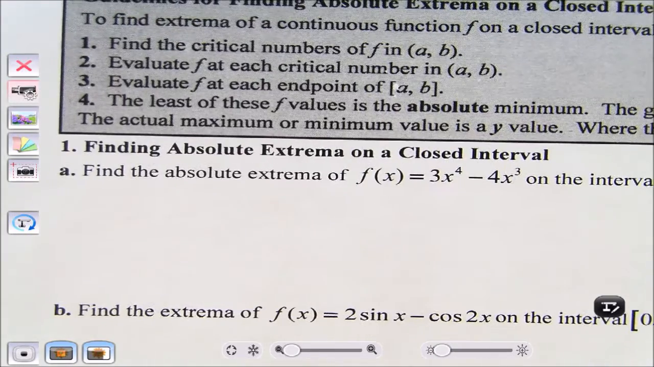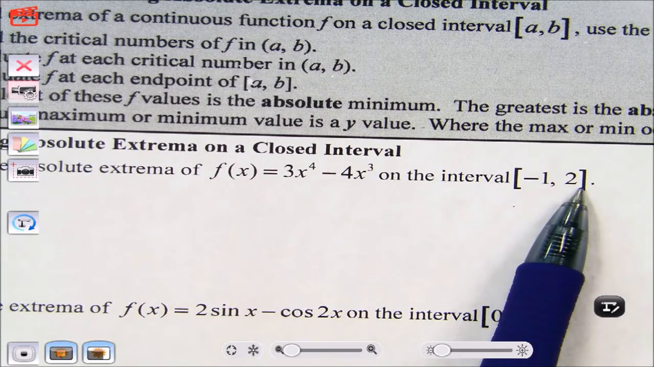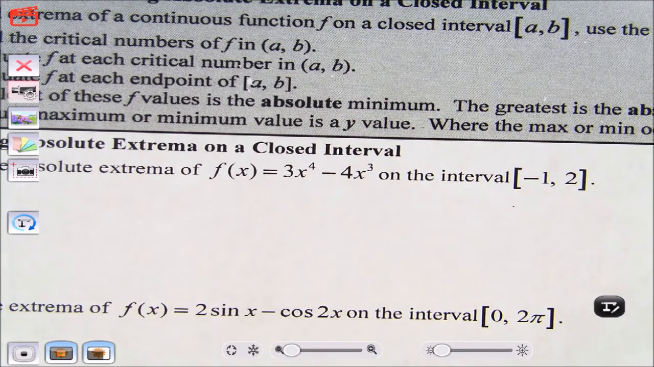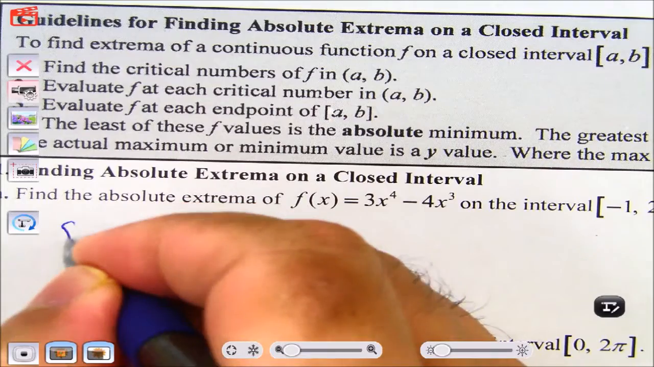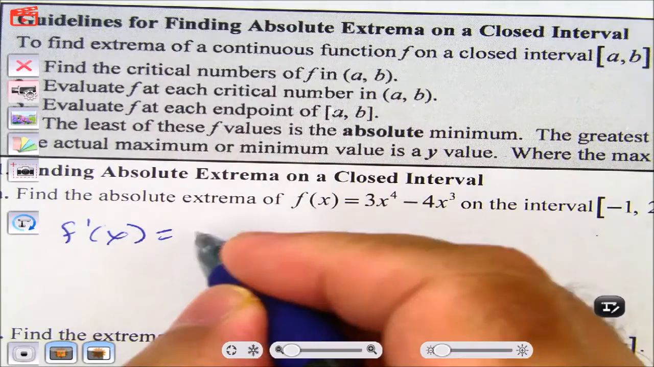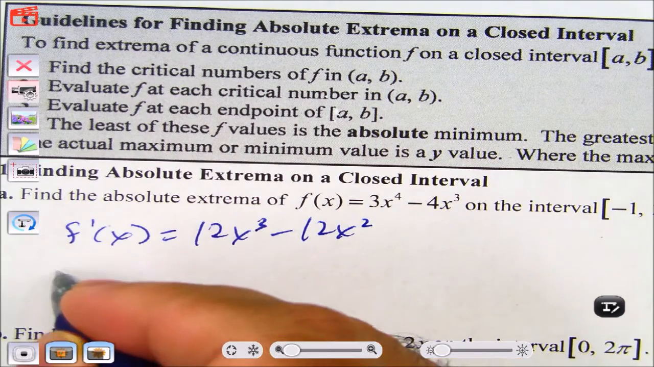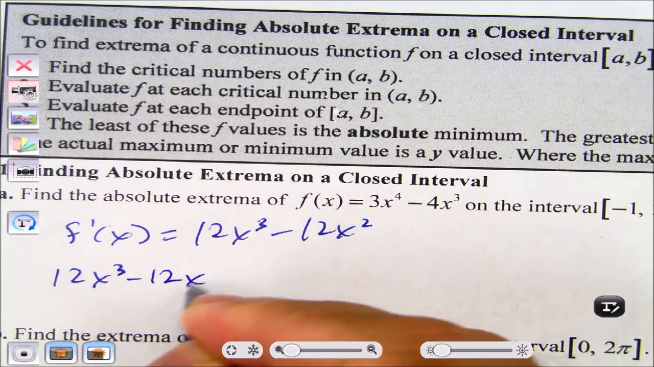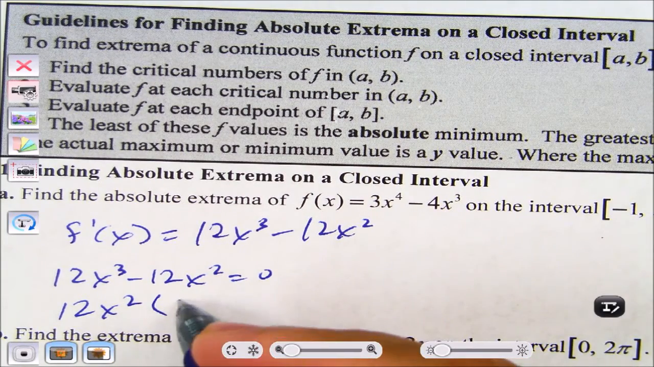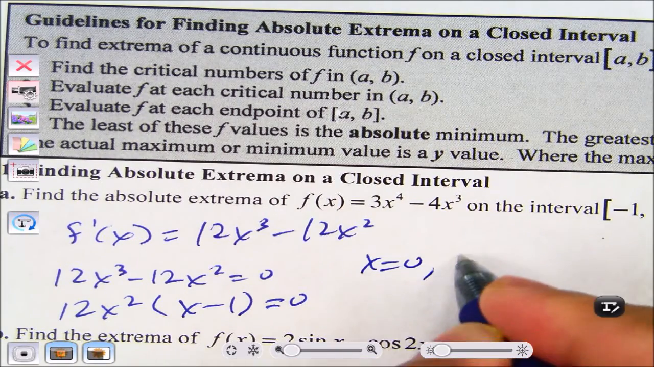Let's do one here. So we're looking at this function. We're looking on this closed interval. This is a polynomial, so polynomials are always continuous. All right? So to find the critical numbers first, you take the derivative. So right now, I'm trying to find the critical numbers. So that's going to be 12x cubed minus 12x squared. Set that equal to 0. Factor out 12x squared, and I get what? x minus 1. So that means I have zeros at x equals 0 and 1.